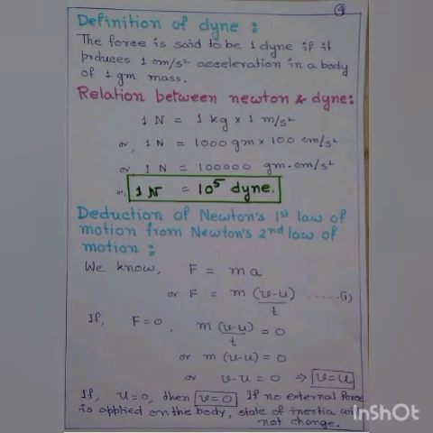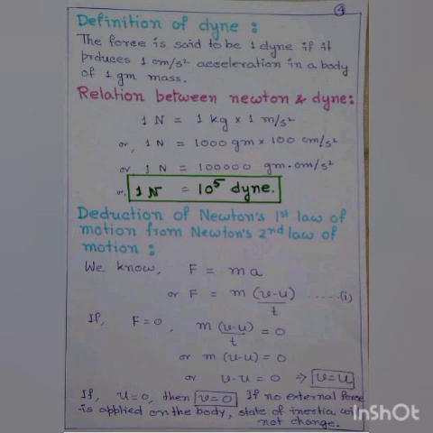So what is 1 dyne? The force is said to be 1 dyne if it produces 1 centimeter per second square acceleration in a body of 1 gram mass. Now we will discuss the relation between Newton and dyne, that is, the SI unit of force and the CGS unit of force.